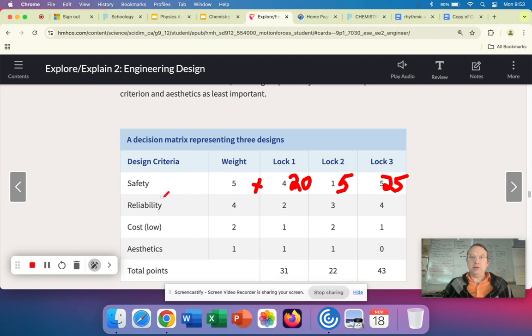Being reliable, also very important, not as important as safety. And lock number 1 was very safe, but it broke apart after a few times. So you multiply 4 times 2, 4 times 3, 4 times 4.